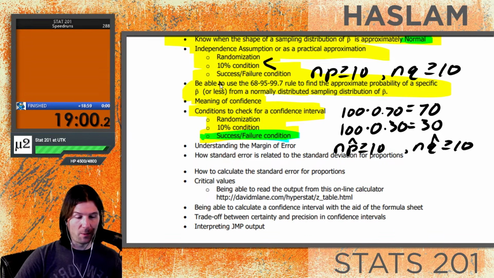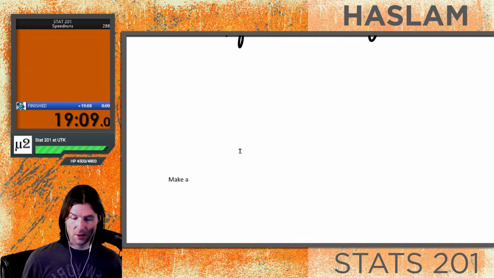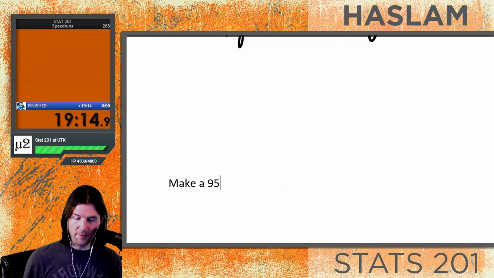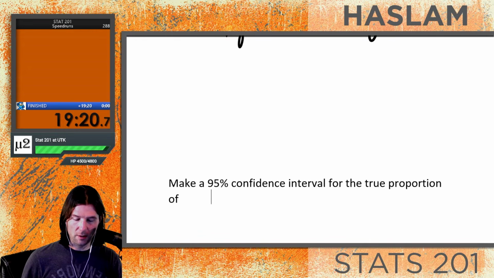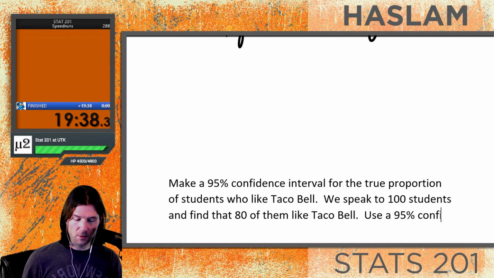Well, in an example problem, you might be given something like, let's say we want to make a 95% confidence interval for the true proportion of students who like Taco Bell, favorite restaurant ever. So with Taco Bell, we would say we speak to 100 students and find that 80 of them like Taco Bell. Use a 95% confidence level and check the conditions first.